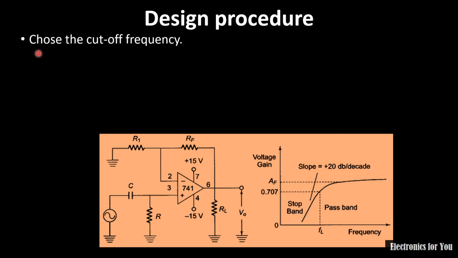Here we have to choose the cutoff frequency first. So this is the cutoff frequency. Say if we choose 2 kilohertz, it means that below 2 kilohertz the frequency is blocked, and after 2 kilohertz all the frequencies pass. So we have to choose the cutoff frequency.